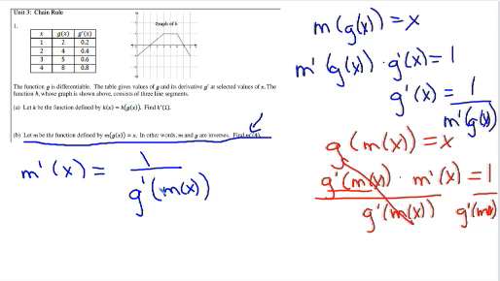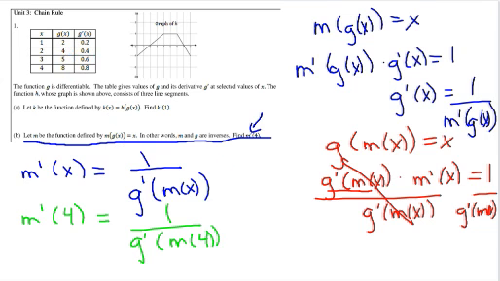Now, from this point on, from everything that I've just taught you, finishing this is easy. We are supposed to find m prime of 4. So that means I want to find 1 over g prime of m of 4. And if you look up their table, you're like, what the heck? They don't tell me anything about m.